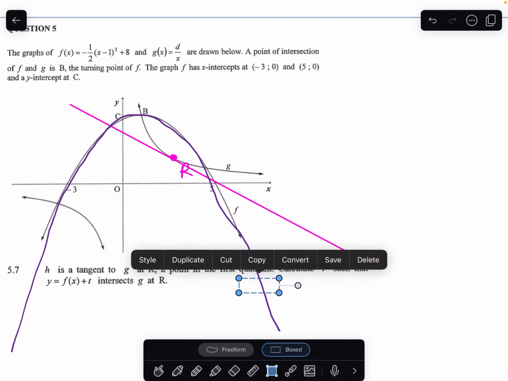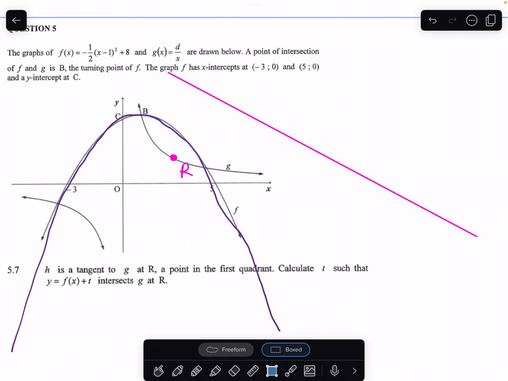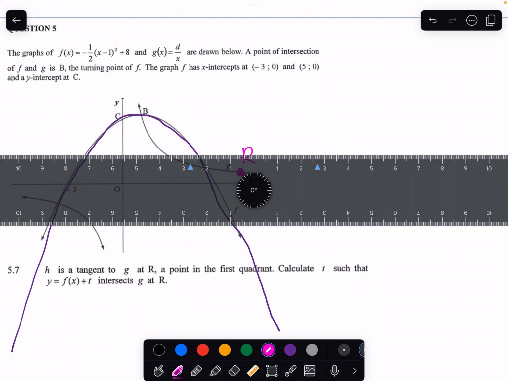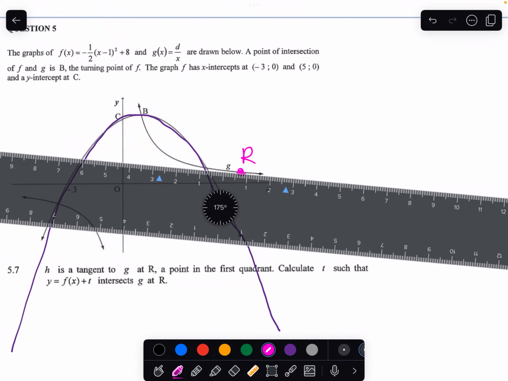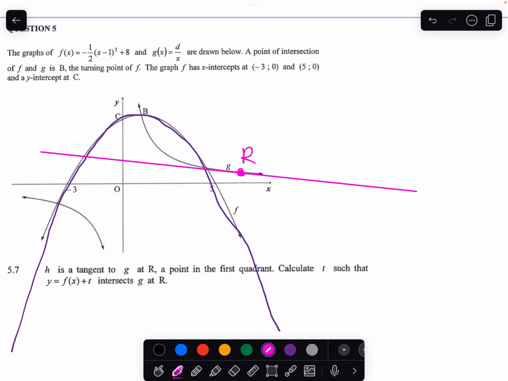Right, so for example, so let's say the R was here instead, then the tangent would maybe look something like this. Okay, then we would want to move it.